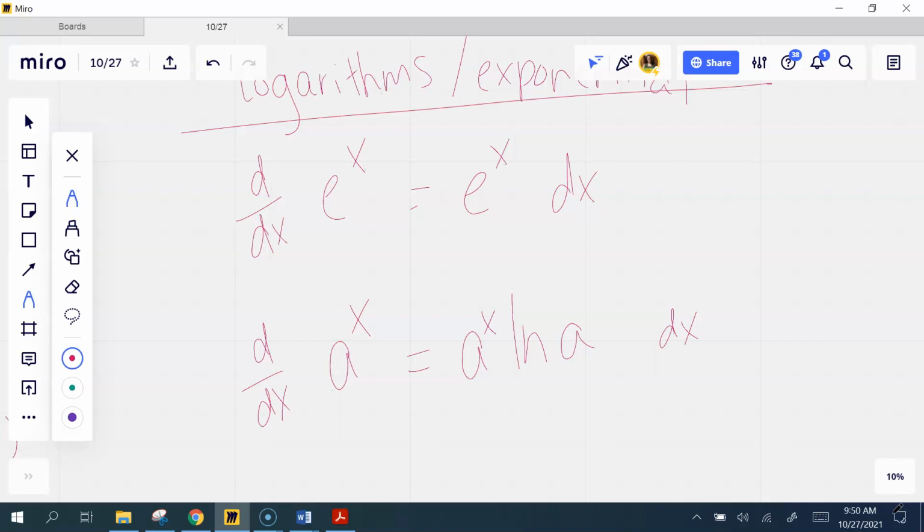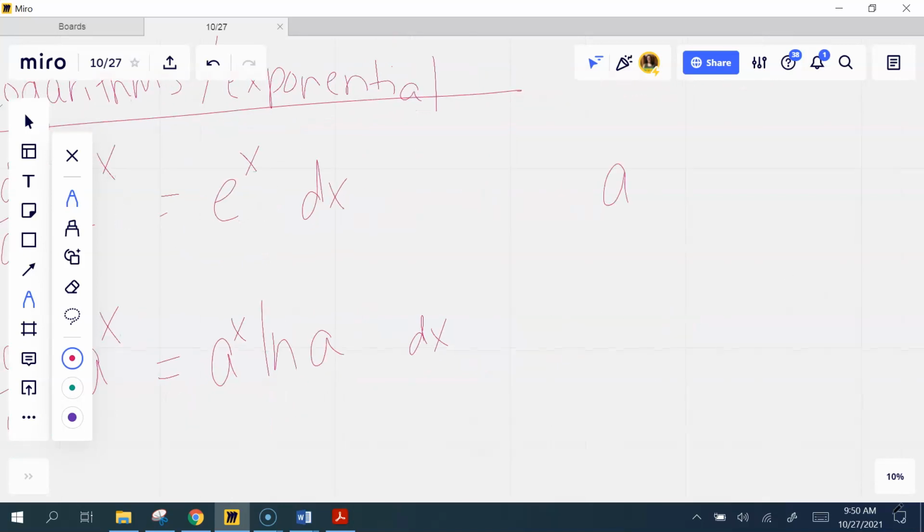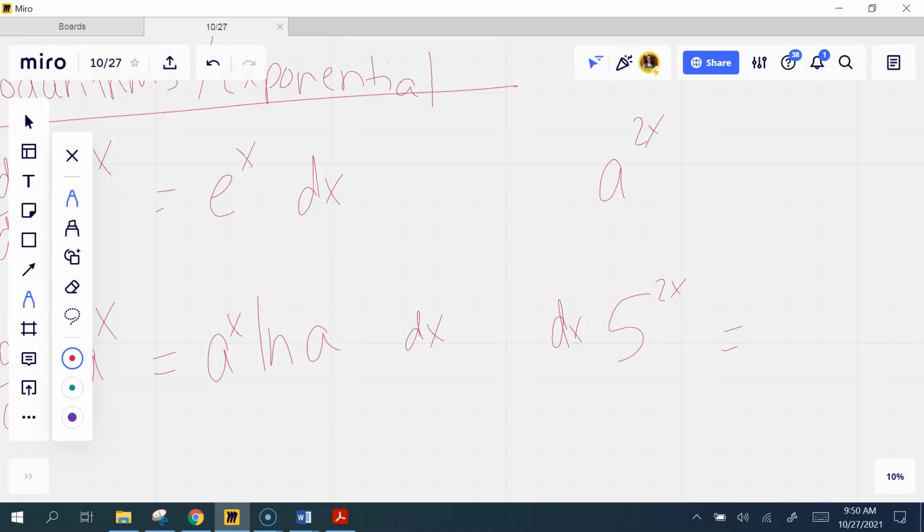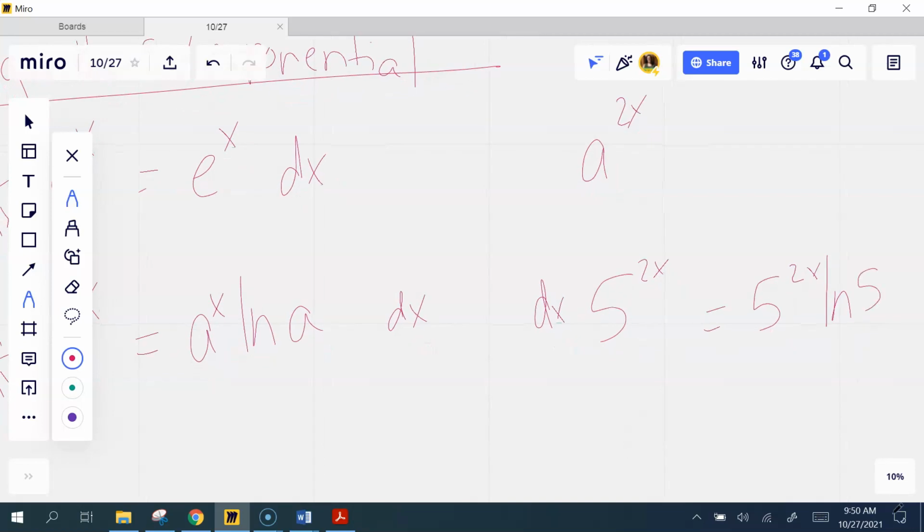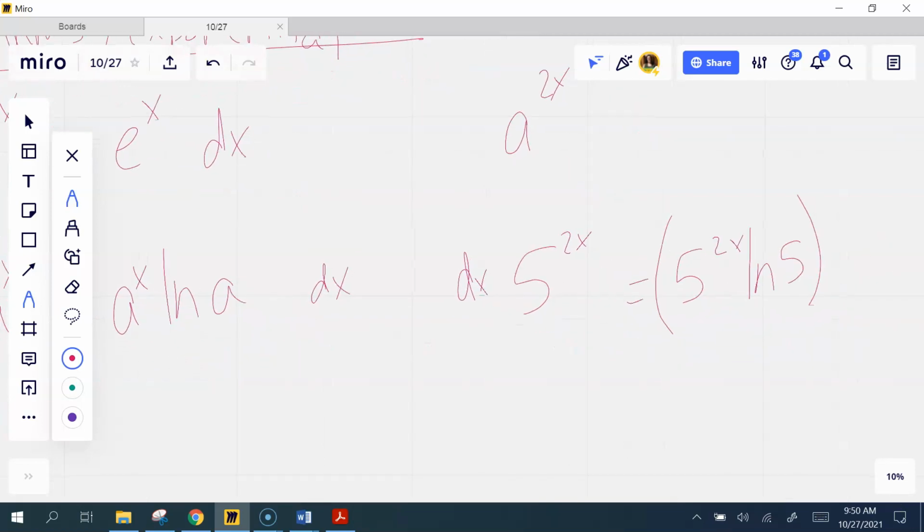You don't have what? You're just doing it with the straight x here. You just have an x, right? Mhm. You can put like, if this was a to the 2x, or let's say, I'm sorry, 5 to the 2x, the derivative of this would be 5 to the 2x, natural log of a, and now you have to chain rule it times 2.